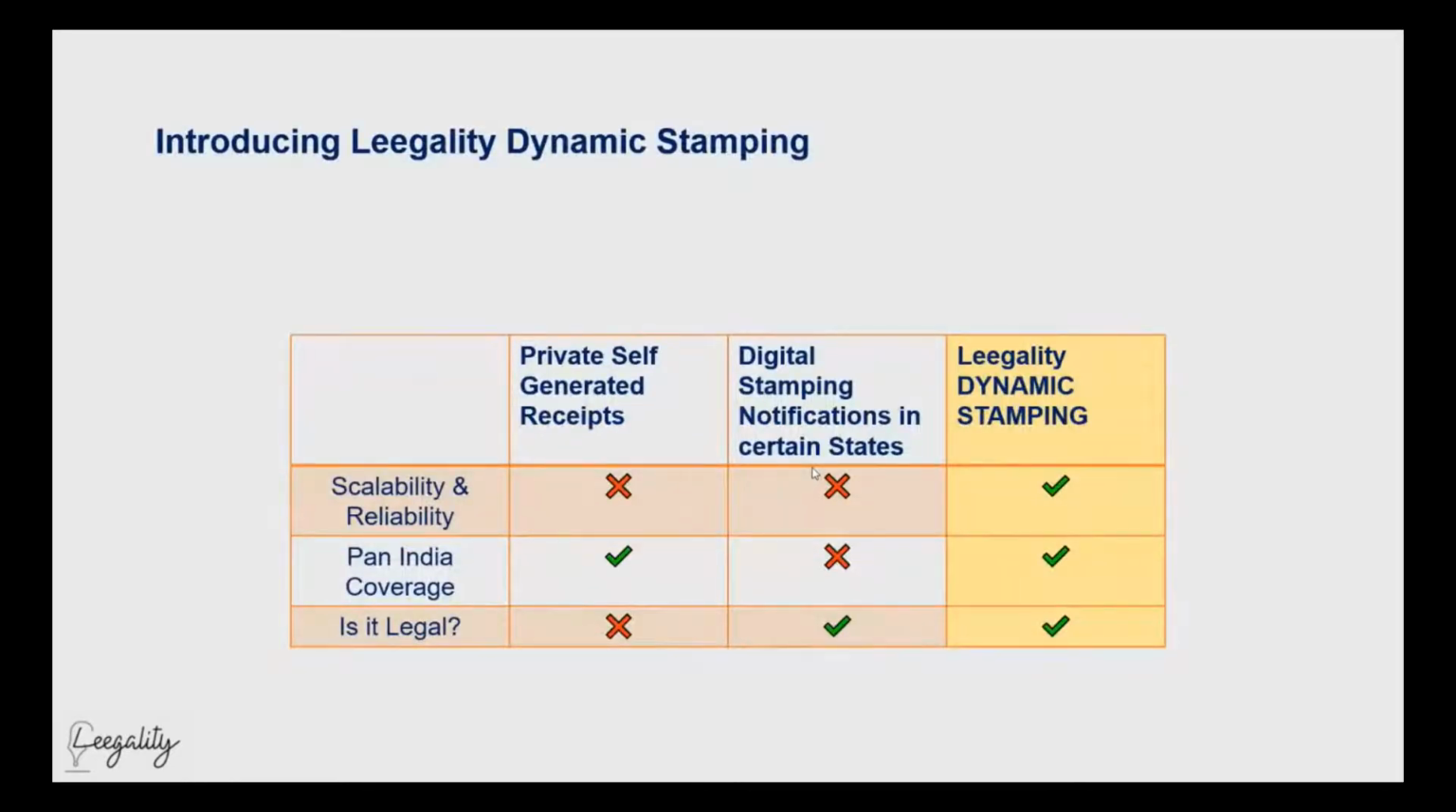Siddhant, actually, the burning question is, everyone's seen how it works. How does this dynamic stamping system actually meet the scalability and reliability requirement? Pan India coverage, I think we just covered. We cover all states except Andaman and Lakshadweep. And third, is it legal? If so, how is it legal? And how does it differ from the other two systems? Yeah, I think those are very important points.